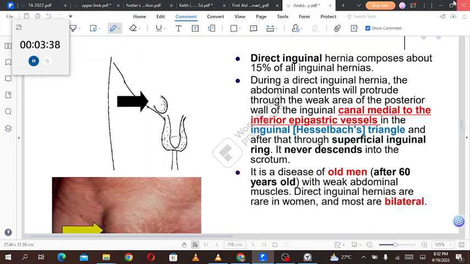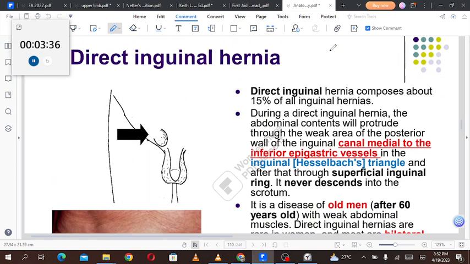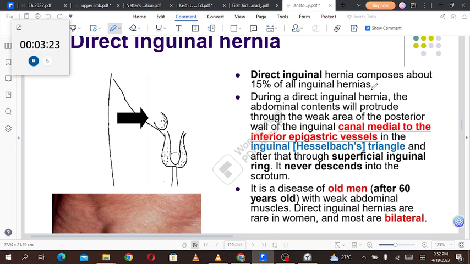Then we have direct inguinal hernia. So direct inguinal hernia crosses directly through the superficial inguinal ring. It does not pass through the deep inguinal ring, and also it is not passing into the inguinal canal. Direct inguinal hernia composes about 15% of all the inguinal hernias. In direct inguinal hernia, the abdominal contents will protrude through the weak area of the posterior wall of the inguinal canal medial to the inferior epigastric vessels, in the inguinal Hesselbach triangle.